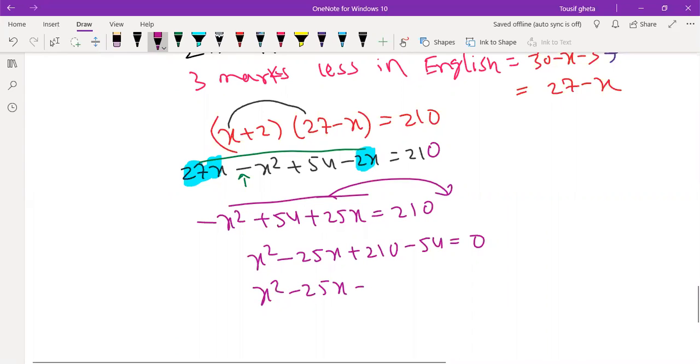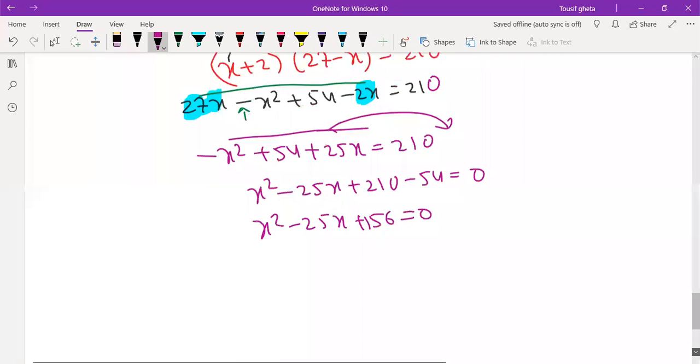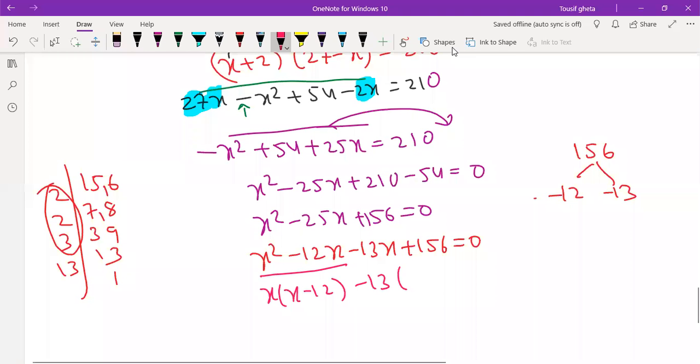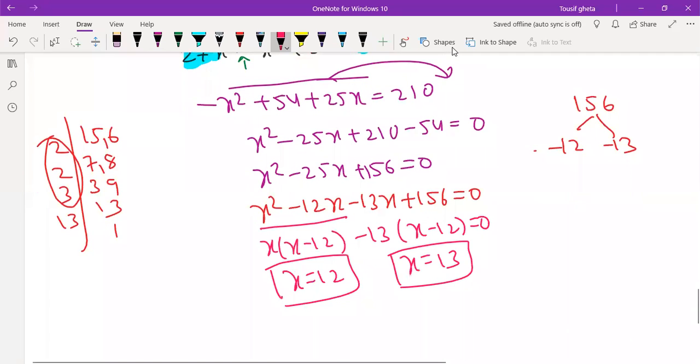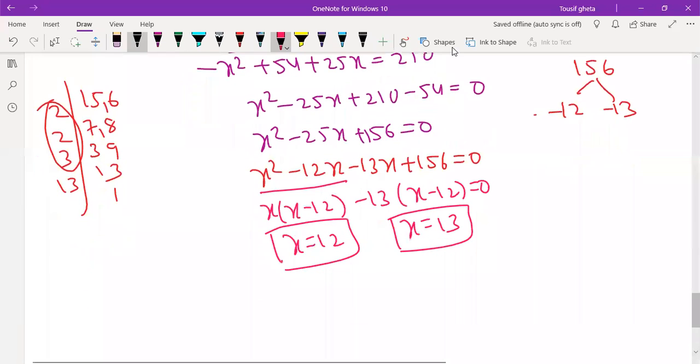Minus how much will we get? You can do factorization or you can use the formula method now. Can you do that at least? Minus 13 common, you get x minus 12 is equal to 0, right? Factorization is very simple here. x is equal to 12, x is equal to 13. Alright, here both are positive values. Now which one should we consider? Both you should consider.